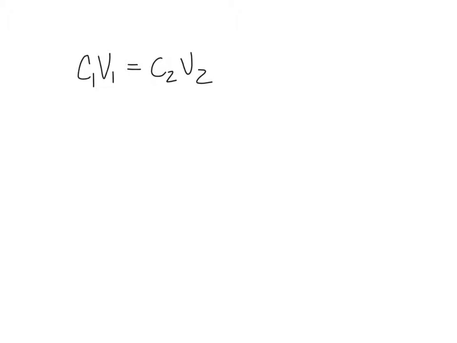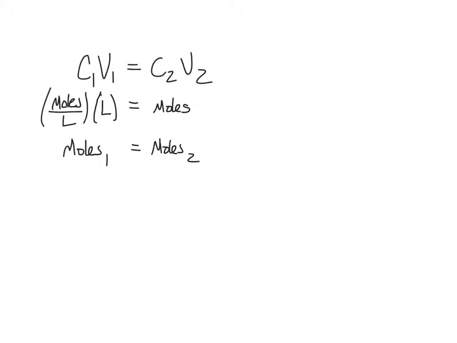The concentration in molarity is moles per liter, times the volume in liters gives us units of moles. What is equal on each side of this expression is the number of moles. This equation is telling us that the number of moles of particles that we start with has to be equal to the number of moles of particles we end with. That is, moles 1 must be equal to moles 2.